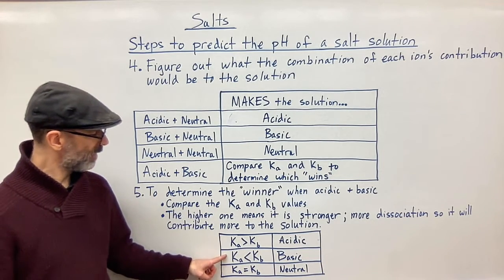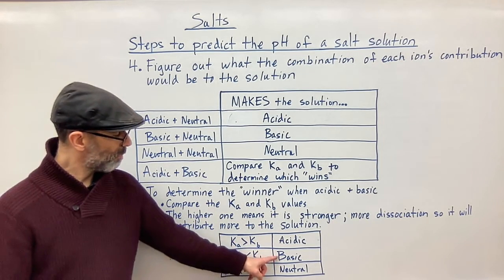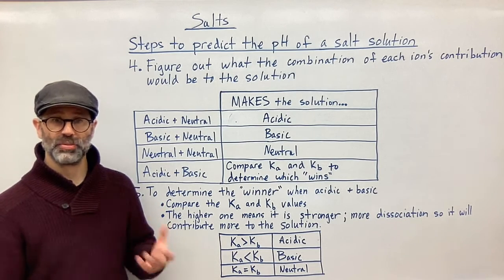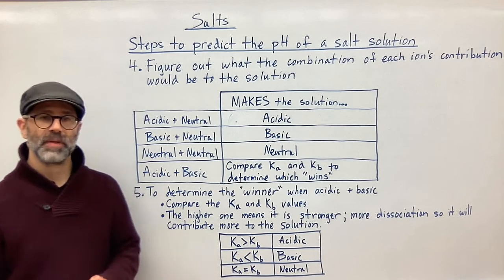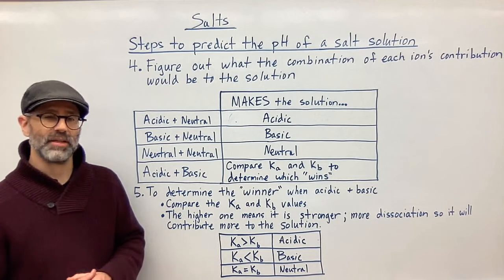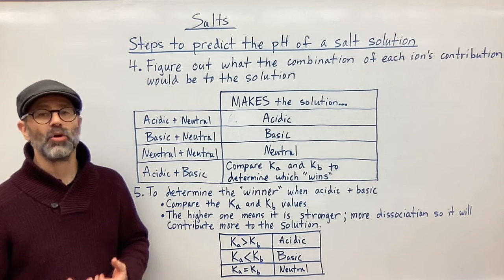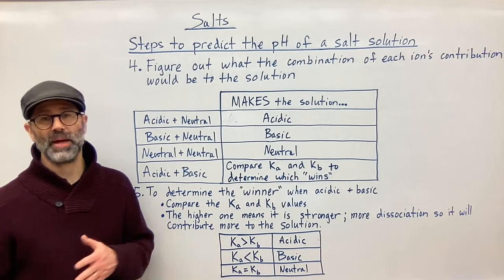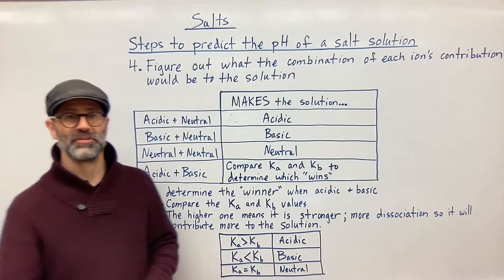If the Ka is less than the Kb, meaning the Kb is now bigger, then it's going to be a basic solution because the basic ion is going to predominate. And then if they're equal, then it's going to be a neutral solution. But here's the problem. We aren't usually given the Kas or the Kbs of the conjugates. We're only given the Kas and the Kbs usually of the acids or bases from which the conjugates came. So what do we do? That's next.